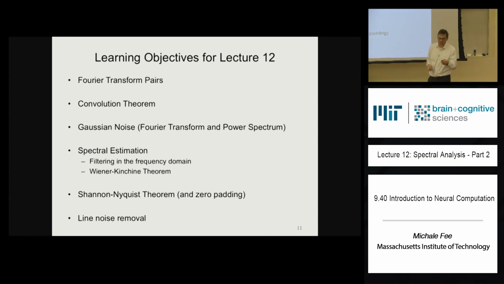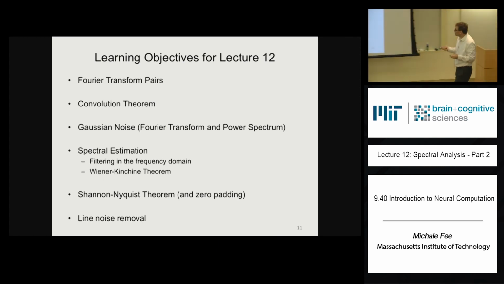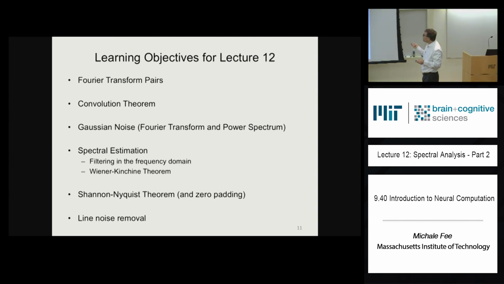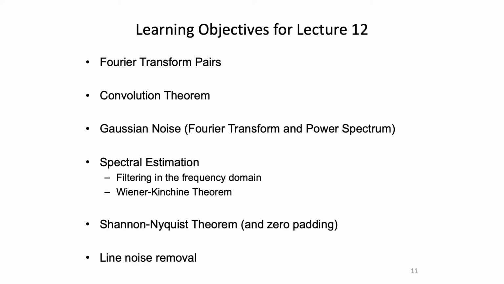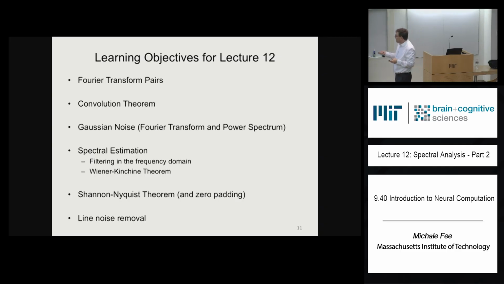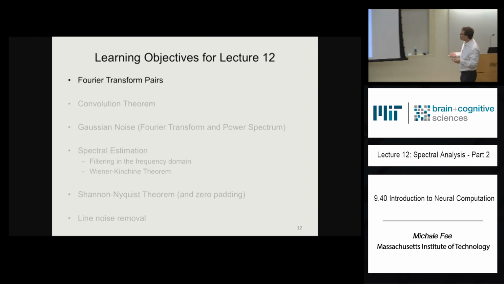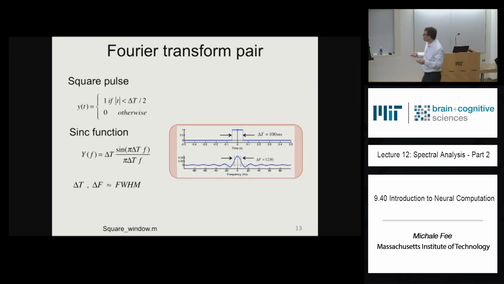All right? It's a very powerful theorem. We're going to talk about the Fourier transform of Gaussian noise and the power spectrum of Gaussian noise. We'll talk about how to do spectral estimation, and we'll end up on the Shannon-Nyquist theorem and zero padding. And if there's time at the end, I'll talk about a little trick for removing line noise from signals. Okay, so let's start with Fourier transform pairs.